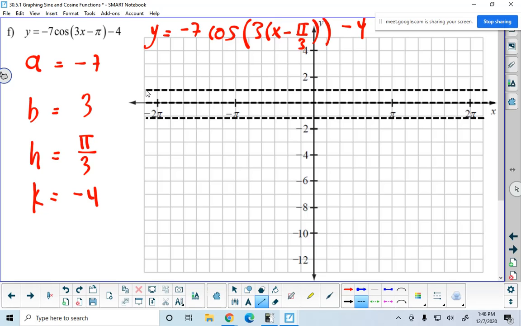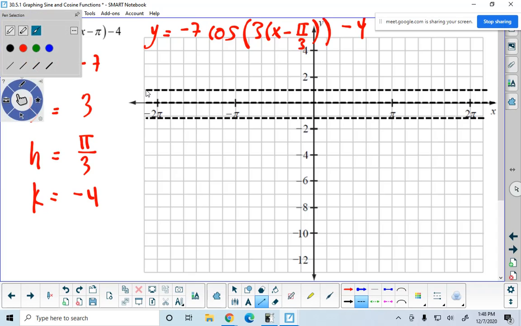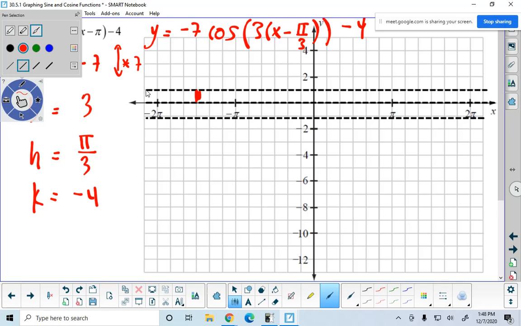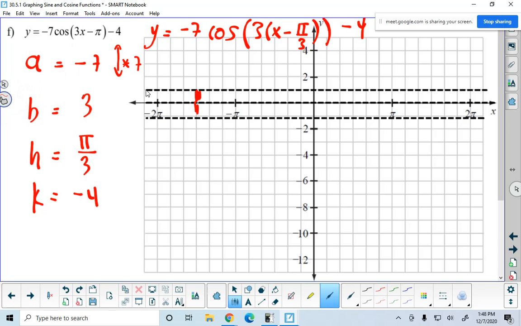But two things happen here. This -7 for A results in a vertical stretch by a factor of 7, which means this distance and this distance are going to be multiplied by 7. The total distance between the top of this graph and the bottom will be 14.